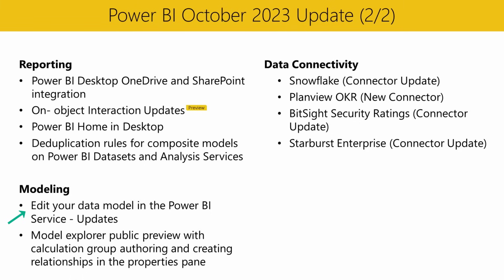Additionally, you have the option to filter and focus on specific relationships in your model based on cardinality and cross-filter direction. Next, Model Explorer Public Preview with calculation group authoring and creating relationships in the Properties pane. We're excited to announce that the new Model Explorer is now available for public preview in the model view. You can see all of your dataset semantic modeling objects in one place and easily navigate between them. Finally, full visibility of the semantic model. Gonna hand it over to Zoe for a quick demo.